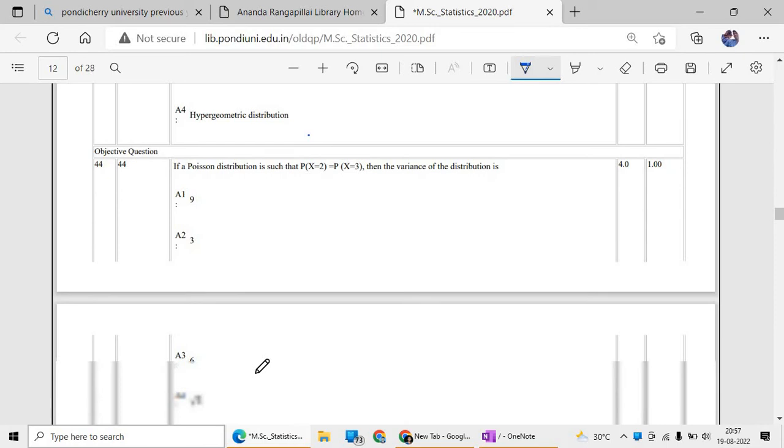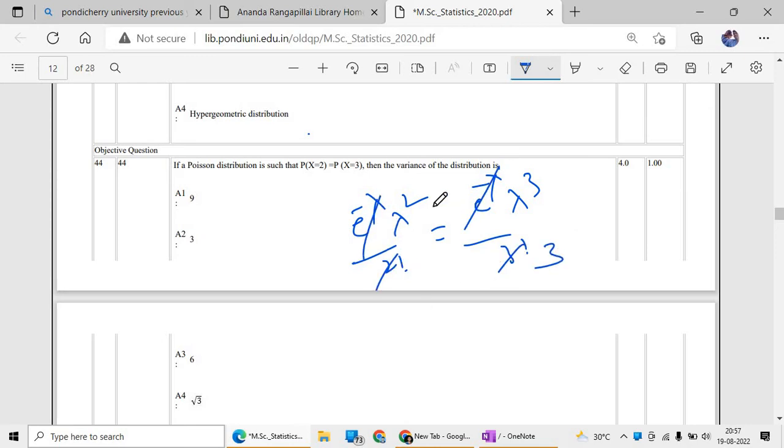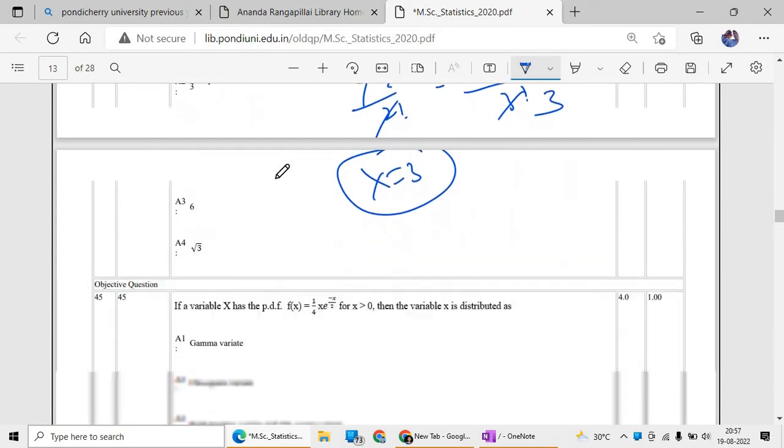If a Poisson distribution is such that probability of x equal to 2 and probability of x equal to 3 are equal, that means e power minus lambda, lambda square by 2 factorial equals e power minus lambda, lambda cube by 3 factorial. So e power minus lambda will cancel out, and here 3 will come. So lambda equal to 3. In a Poisson distribution the mean is lambda, so 3 is the answer.